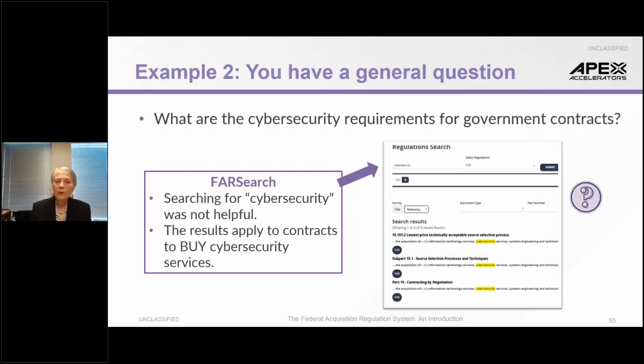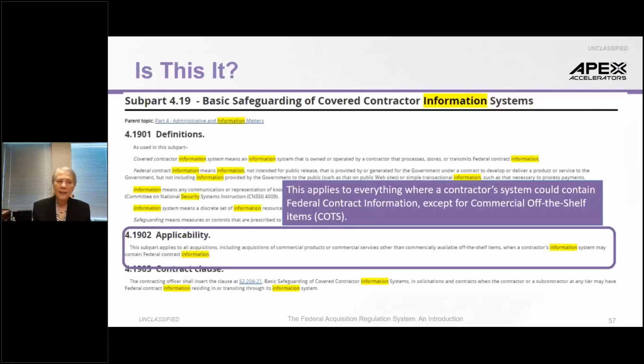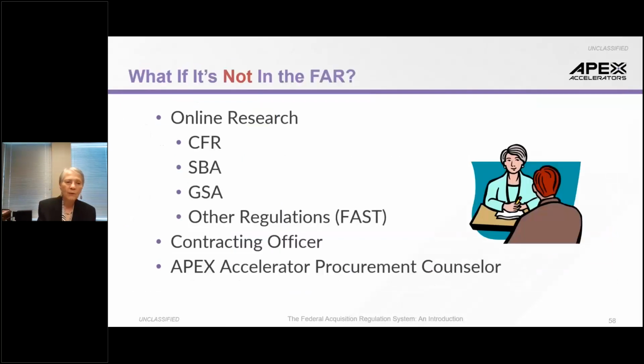If you have a general question, you can use the FAR search. Here I searched for cybersecurity and it was not helpful at all. The results apply to contracts for buying cybersecurity services. All of my results did. So I had to try using different words. I searched for information security, and these results were more promising. Scrolling down, we find the possibilities. And this is the clause, or this is the area I was looking for: Basic safeguarding of covered contractor information systems. Note that this applies to everything where a contractor system could contain federal contract information except for commercial off-the-shelf items, COTS. And that's a topic for another webinar.